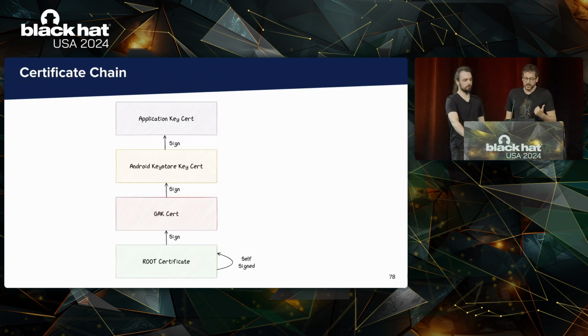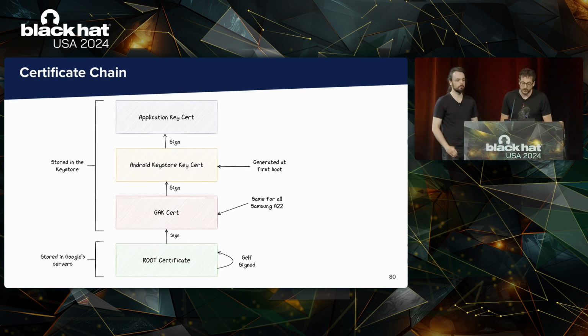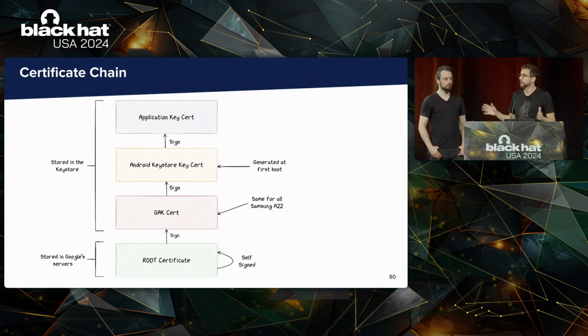So if we come back to the key attestation, under the hood, it relies on a certificate chain. And at the bottom, you see there is a root certificate that is self-signed. The private key corresponding to this root certificate is owned by Google. And the other certificates part of this chain have their private key stored on the device inside the keystore. Now the first key here is the GAK, for Google Authenticated Key, and it's actually the same across many different devices, at least all the Samsung A225F. We looked at 2 devices, but we believe that it's going to be the same across all these devices. So they're sharing the same key, basically.